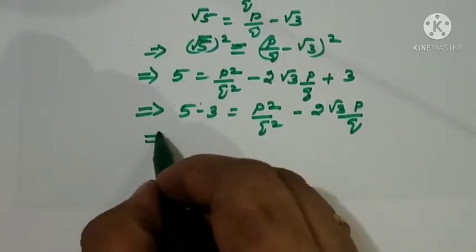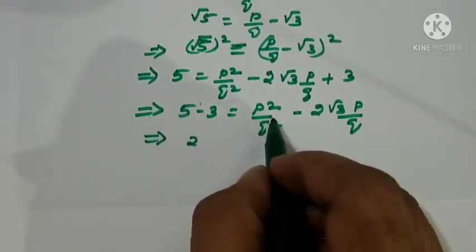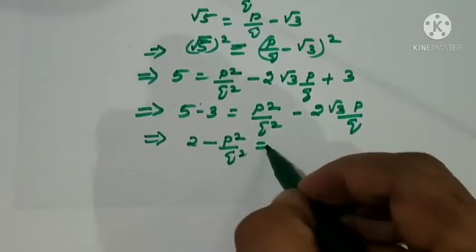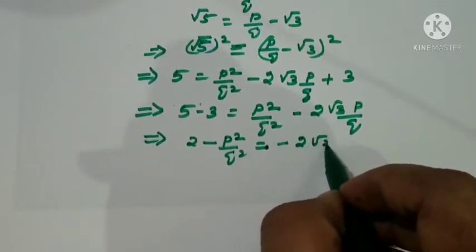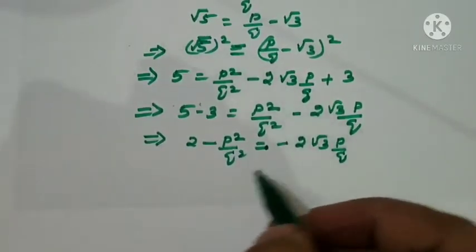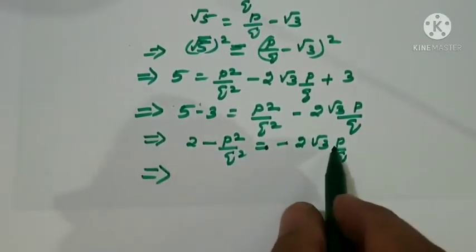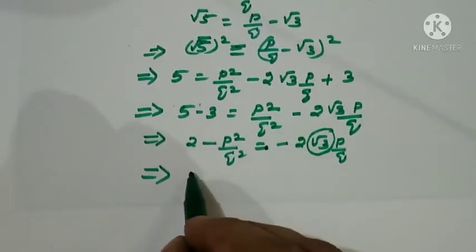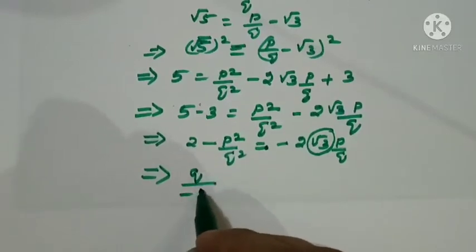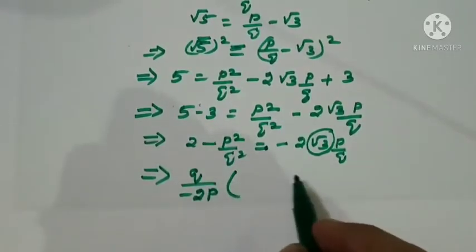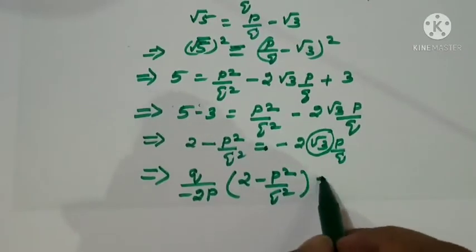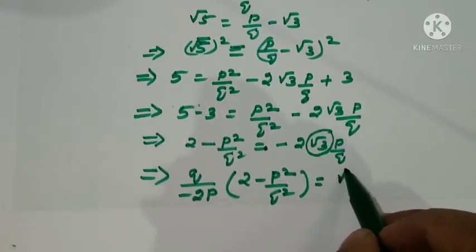What is 5 minus 3? 2 only. Now again p square by q square I am bringing to this side, equal to minus 2 root 3 p by q. Next, only I want to keep here root 3. So 2p by q I am bringing to this side, means q divided by minus 2p into 2 minus p square by q square equal to root 3.